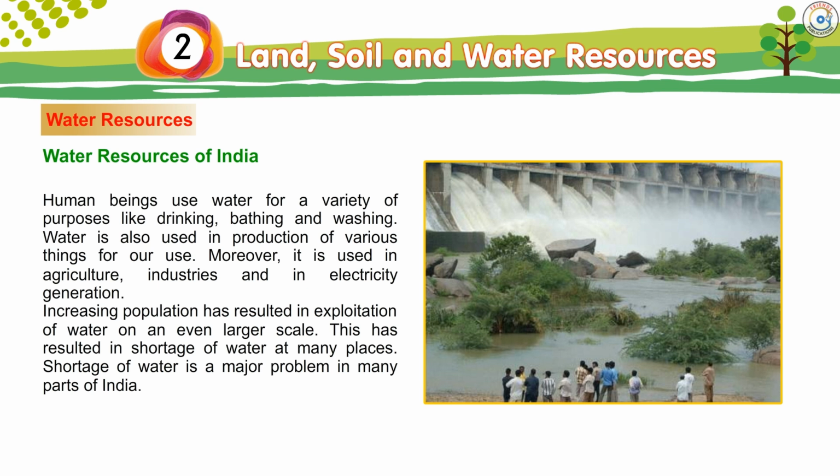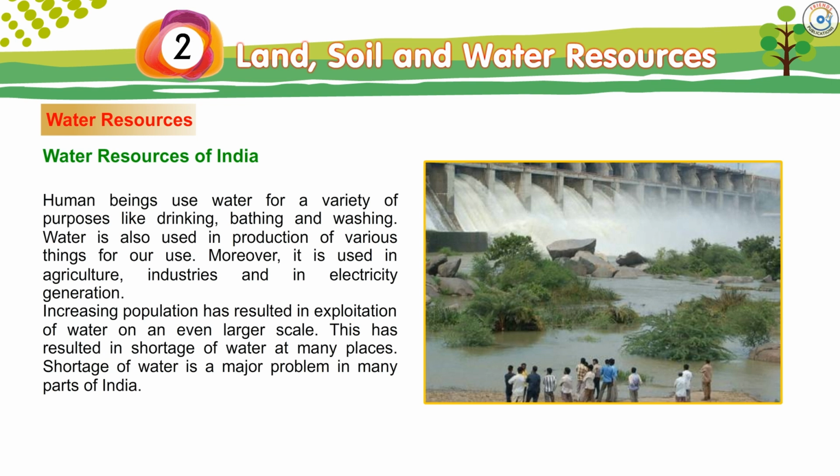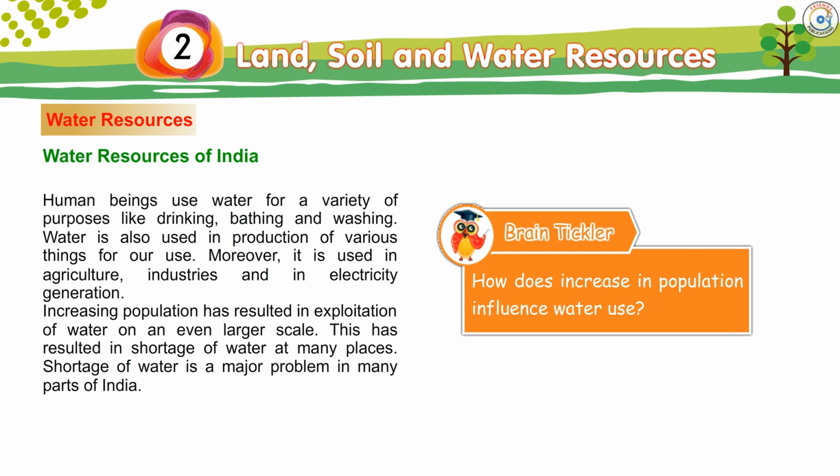Increasing population has resulted in exploitation of water on an even larger scale. This has resulted in shortage of water at many places. Shortage of water is a major problem in many parts of India. Brain tickler. How does increase in population influence water use?